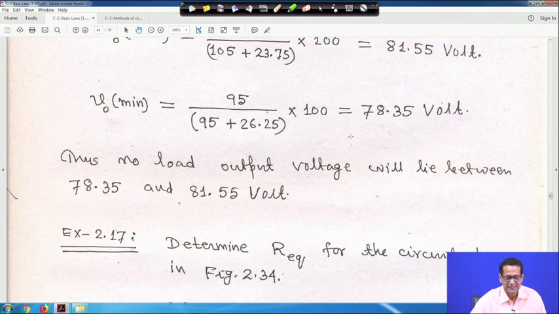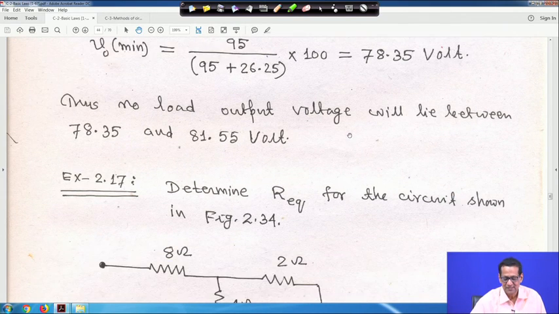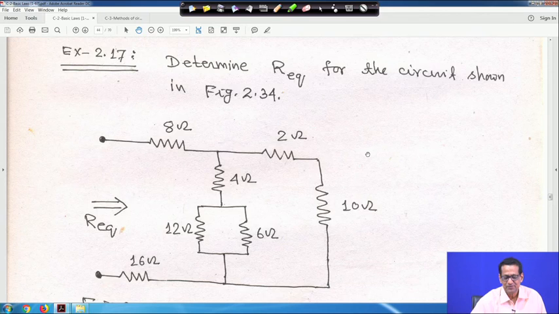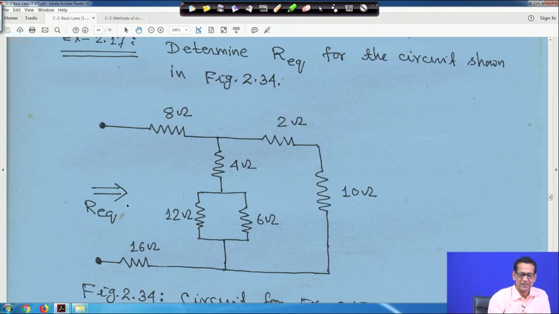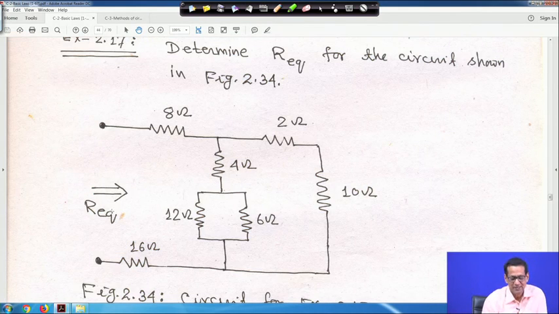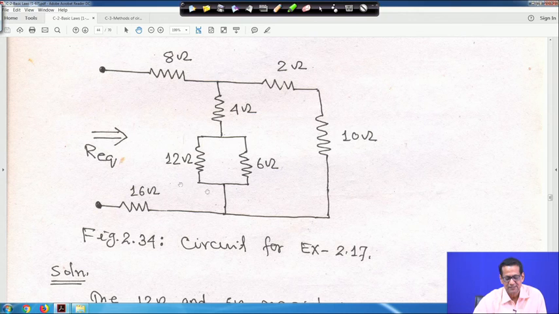So, you do a little bit of exercise, mathematical exercise, and look at the circuit. Now next is another problem: determine Req for the circuit shown in figure 34. So, you have to find the equivalent resistance of this series parallel circuit. You are looking from left to right, this is your Req, this is the equivalent. A simple circuit is given, you have to find the equivalent Req of the circuit across these two terminals, this one and this other one. You have to find it out.